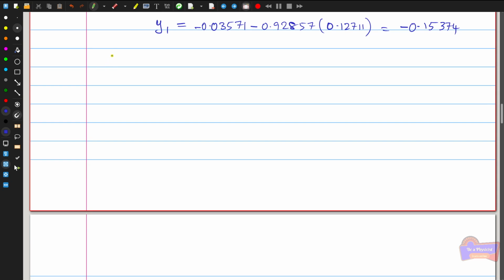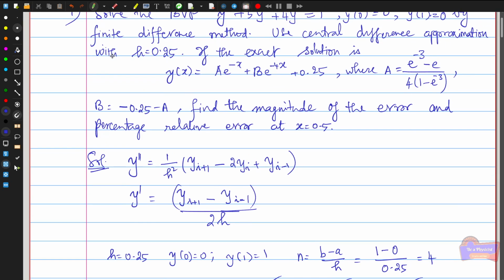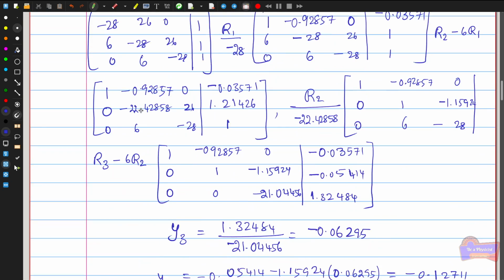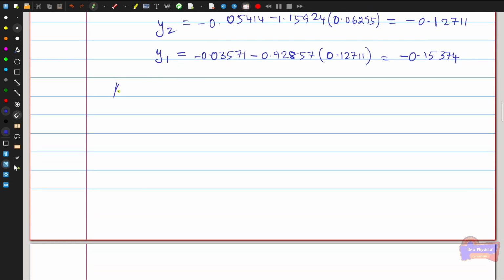Okay, so we have the exact equation as: y of x is equal to a into e power minus x, b into e power minus 4x plus 0.25. The values of a and b are to be found, so I can just substitute, find the a value, then substitute it back into the equation and get the b value. So the final values are: a is equal to minus 0.70208, and the value of b is equal to 0.45208.